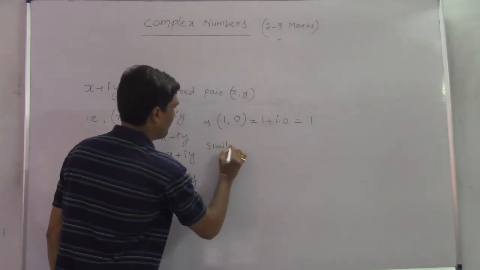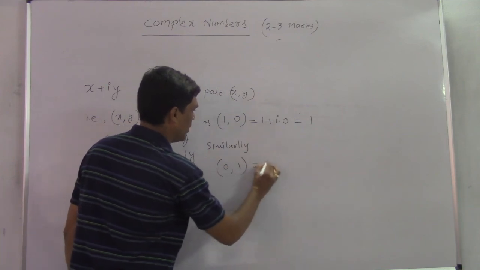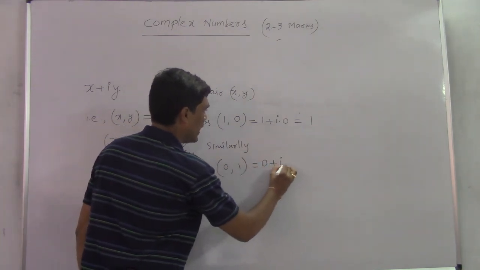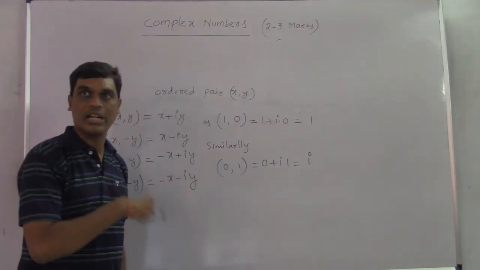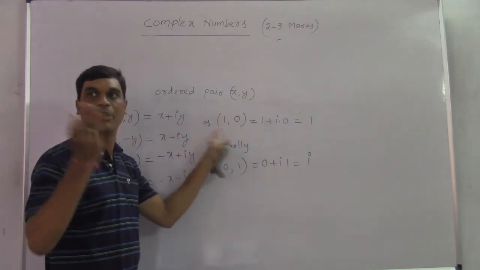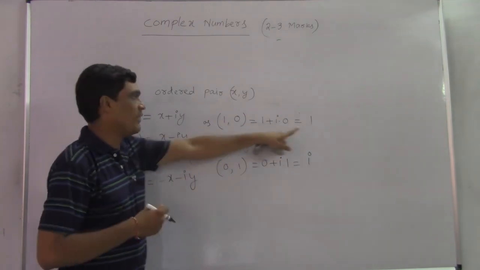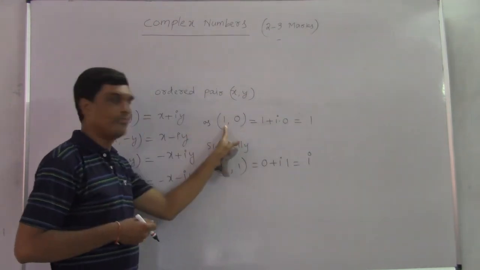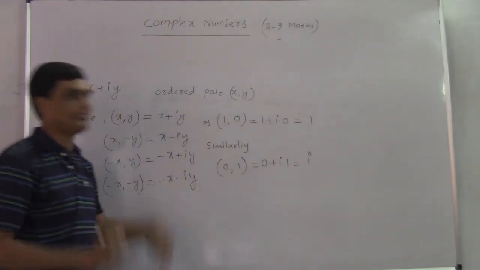Similarly, if you have 0 comma 1, that is 0 plus i into 1. So from now onwards in complex numbers, 1 is nothing but 1 comma 0. Same as for computer science students, they have binary codes, auxiliary codes. That way you have to remember. 1 is nothing but 1 comma 0. i is nothing but 0 comma 1.